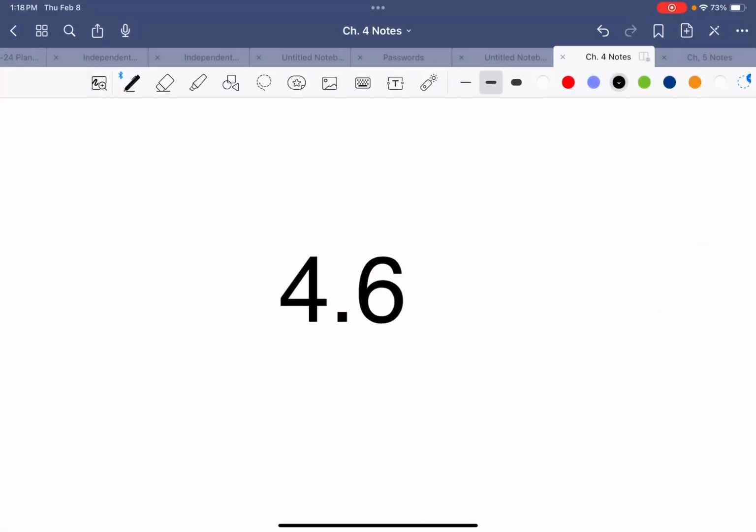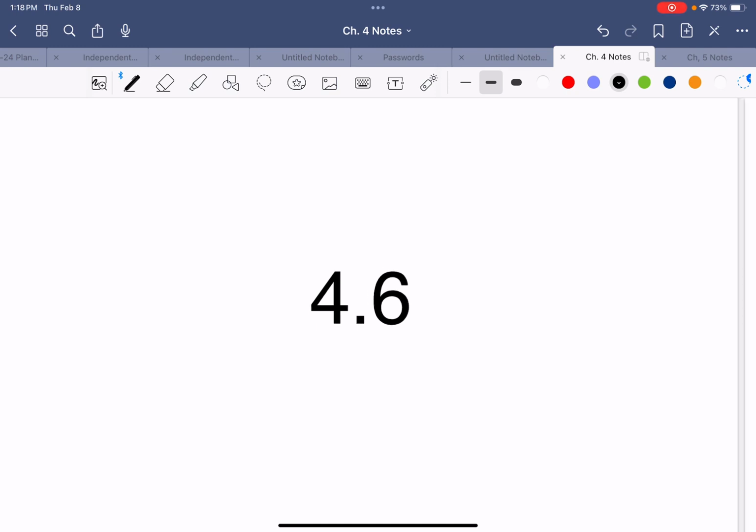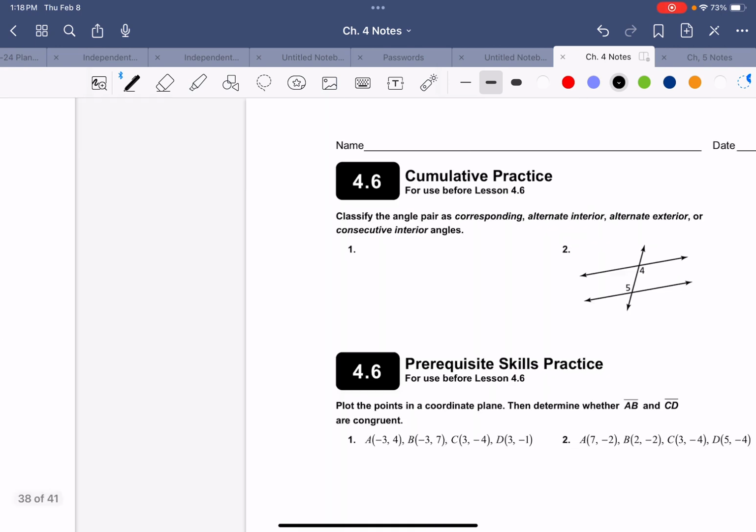Okay, well, if you're on 4.6, it's Friday. One more day until the weekend. Just remember, you need to make sure you do the review and that you study for the test on Monday. You'll take the first version on Monday and the second version on Tuesday. And then I will be back Wednesday.